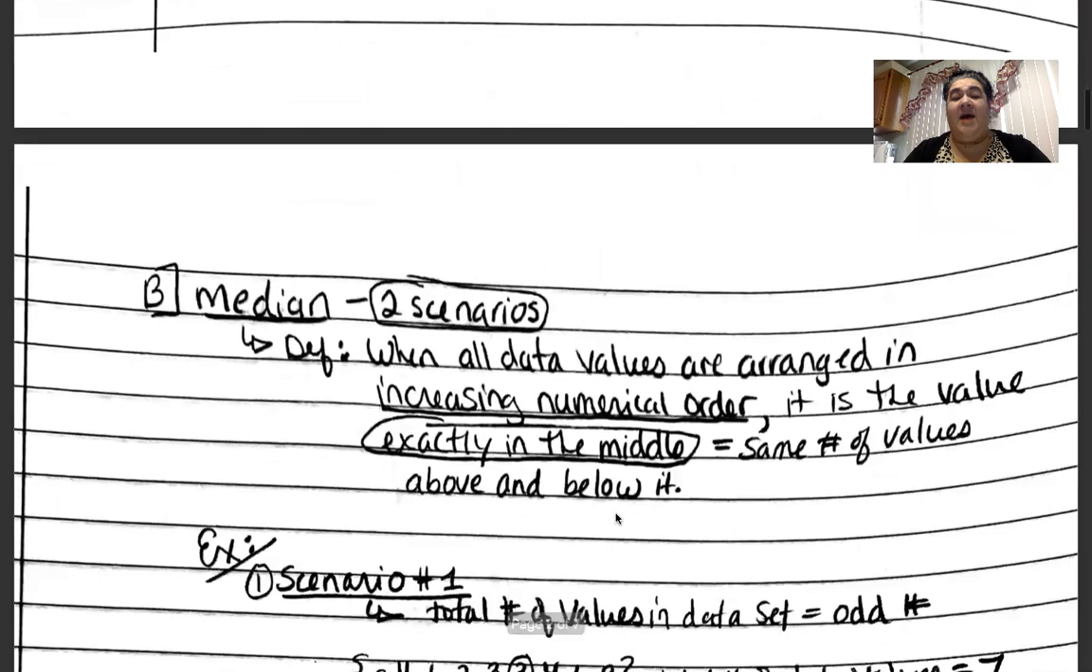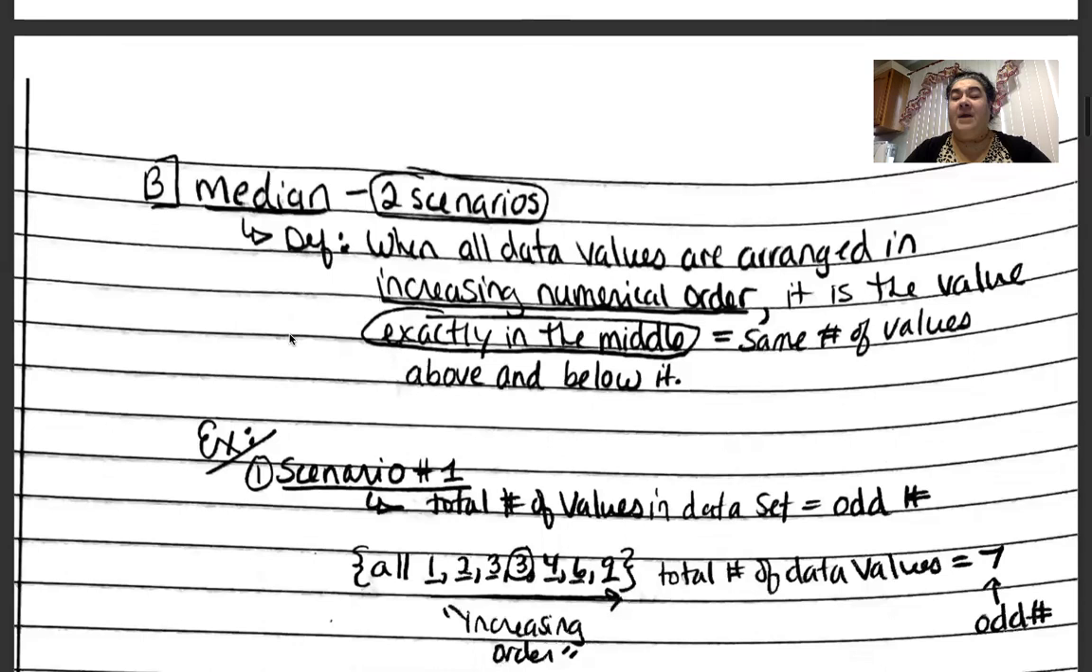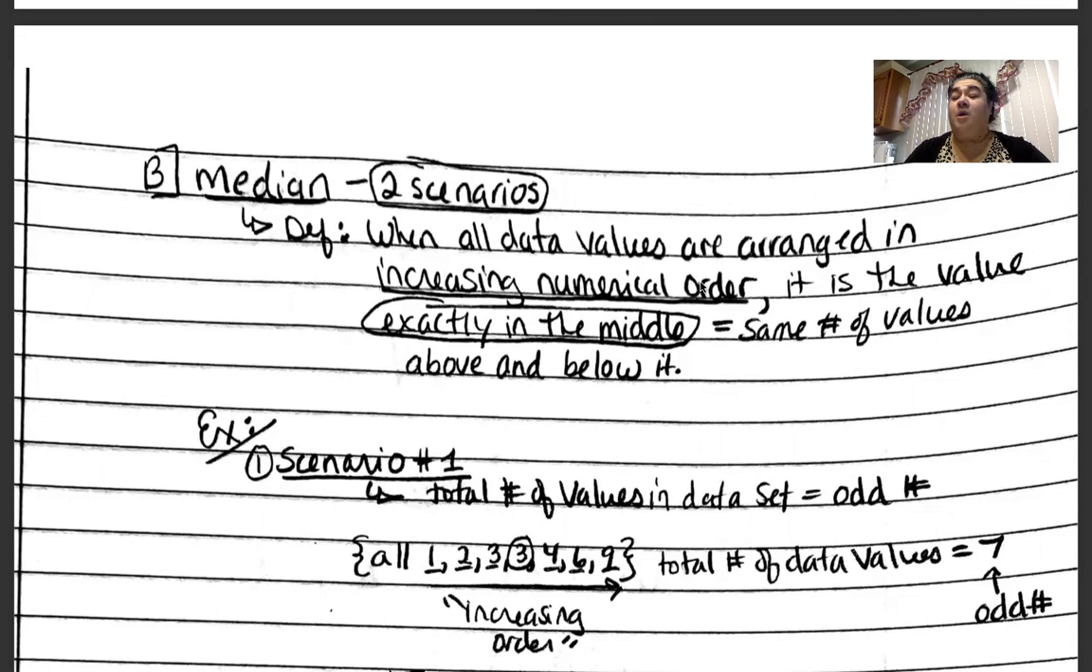And we're going to discuss two specific scenarios because depending on which of these two scenarios you have in your data set, it will influence how you find the median for that data set, okay? So the definition for median is when all data values are arranged in increasing numerical order. You can also do it in decreasing, but the most default way is increasing numerical order. So you take all your data values and put them in increasing order from least to greatest. Then the median is the value exactly in the middle.